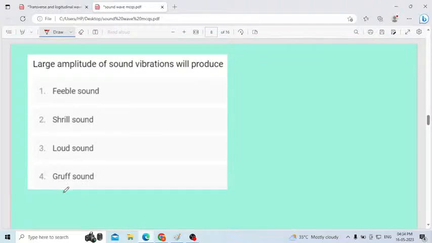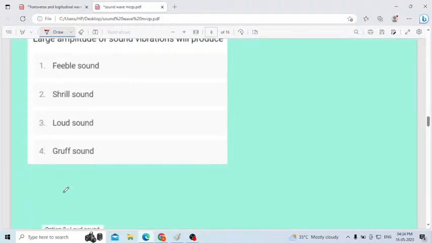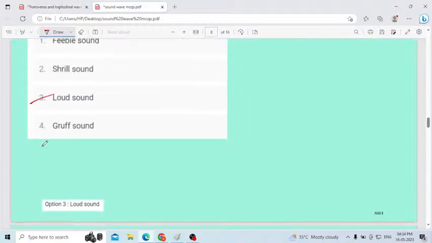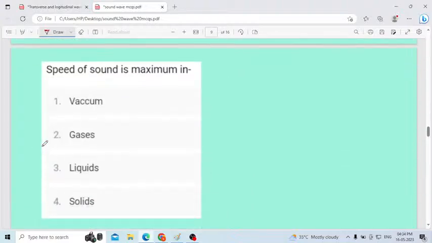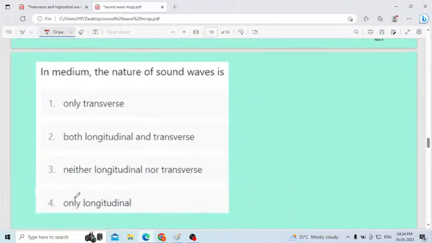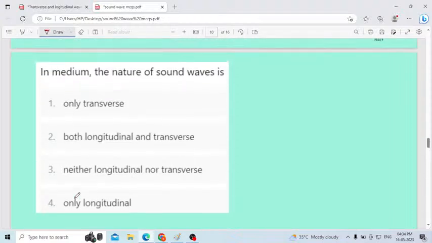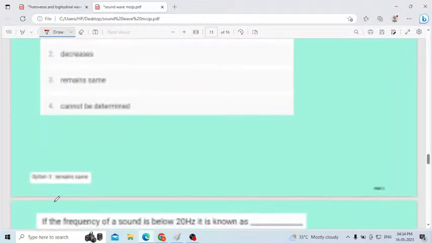Large amplitude of sound vibration will be a loud sound. Always large amplitude, remember, loud sound. Speed of sound is maximum in solid. Repeated question. In a medium, the nature of sound wave is only longitudinal. Easy question, repeated that one.